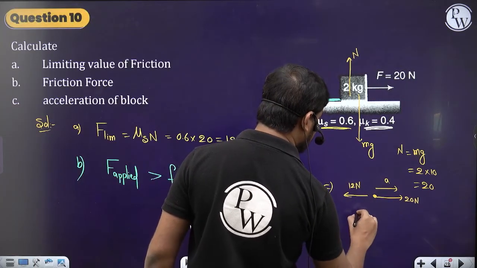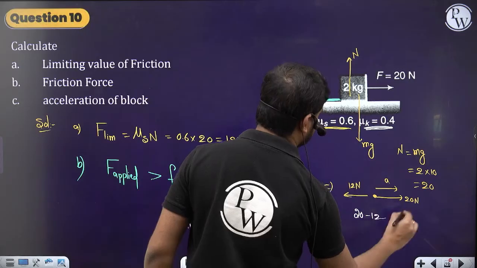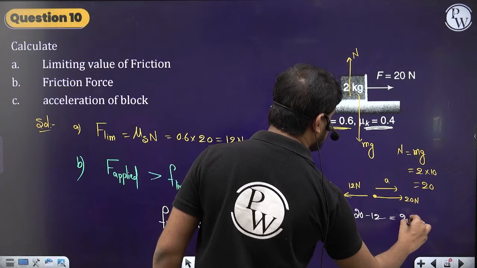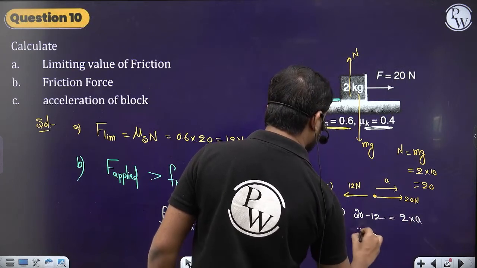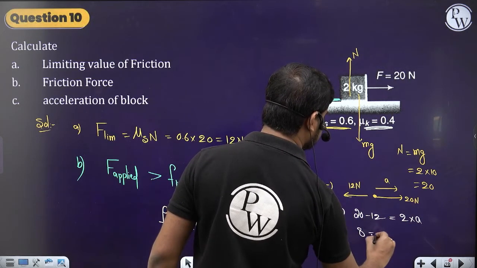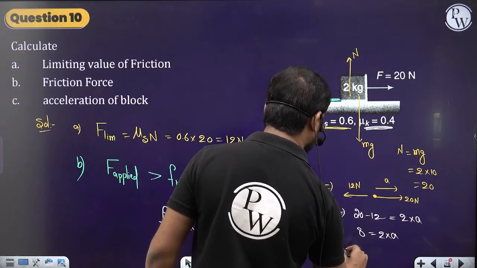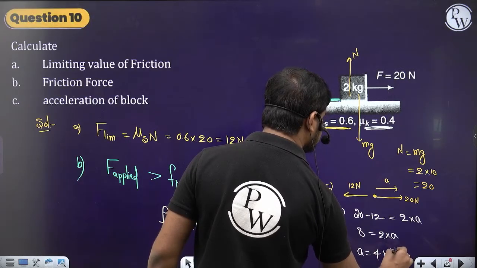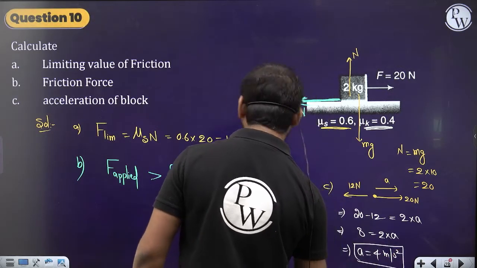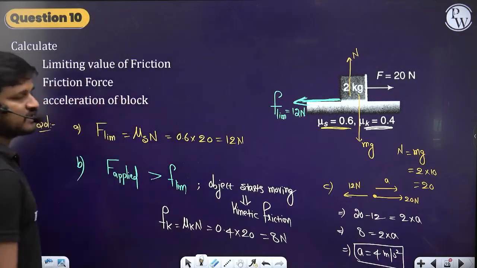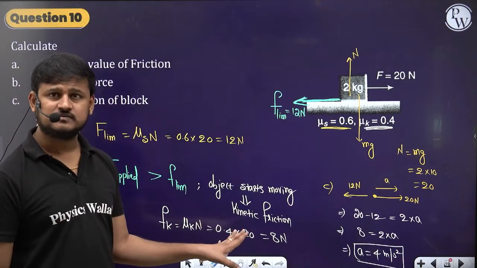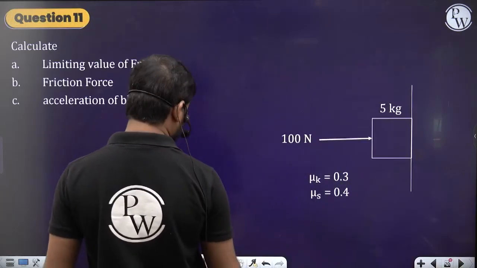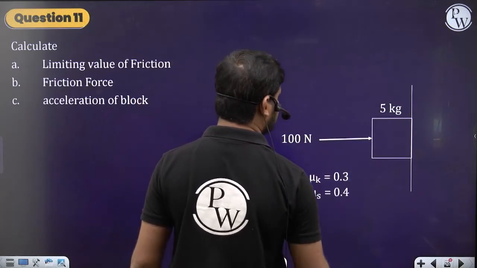Apply Newton's second law. More force minus less force, 20 minus 12 is equal to mass of the body into the acceleration. So here 20 minus 12, 8 is equal to 2 into A. So from here A is equal to 8 by 2, 4 meter per second square. So acceleration is equal to 4 meter per second square. Clear? Understood the concept, guys? Chalo. So let's move further. Next question, you try to solve this question on your own.